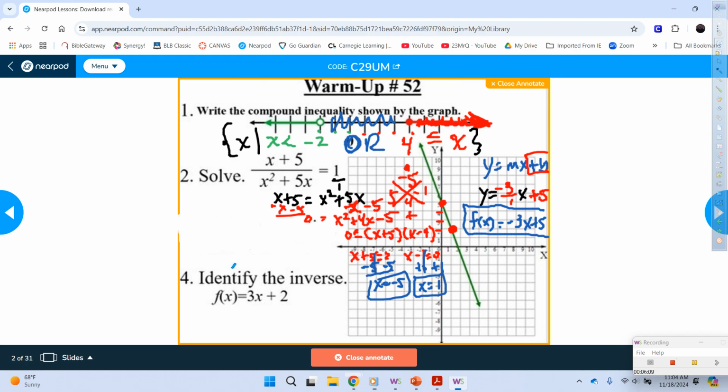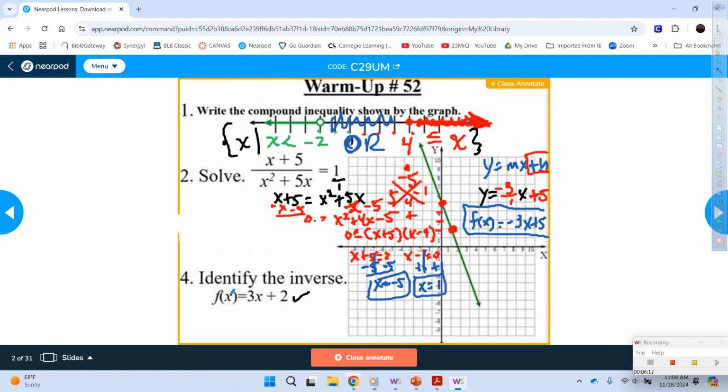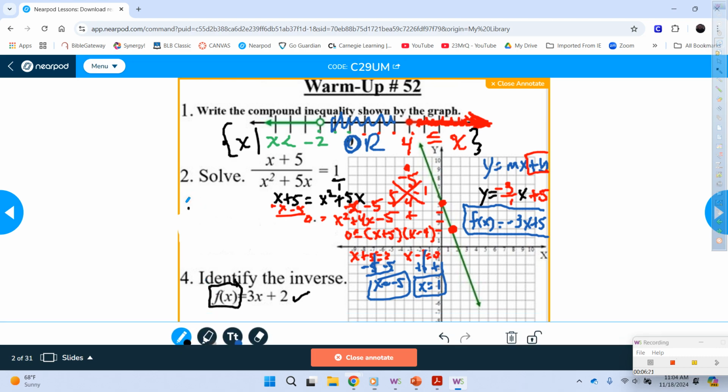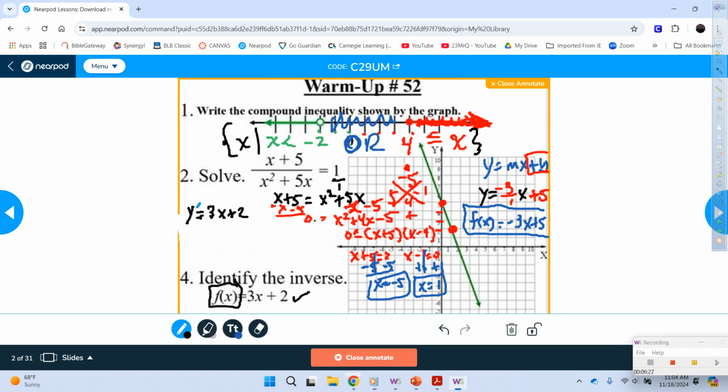All right. For this one, it says identify the inverse. So here goes the process. First, I'm going to rewrite this function, but instead of f of x, I'm going to change that to y. So I'm going to write it over here as y equals 3x plus 2. Follow along, please. Write that on your notes. For number 4, y equals 3x plus 2.